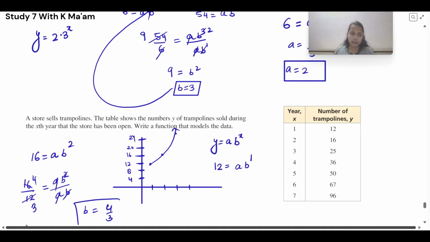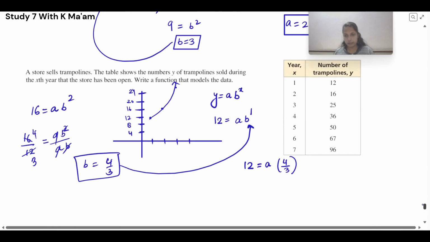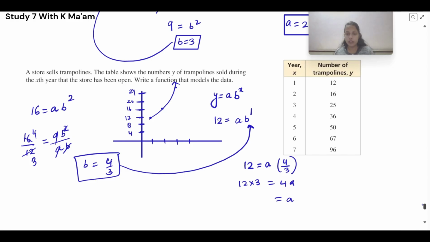If I write 4 over 3 in decimals, or you can keep b as 4 over 3. Okay. As you get b, substitute the b value here. 12 equals a times 4 over 3. So multiply: 12 times 3 is equal to 4a. Divide by 4. You will get 3 times 3. 3 3s are 9. So the a value is 9. What you will get: y equals 9 times 4 over 3 to the power x.